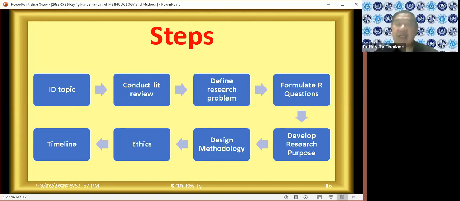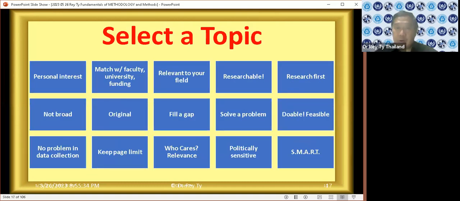And then come up with your timeline. How long do you expect to finish your research, do your research?